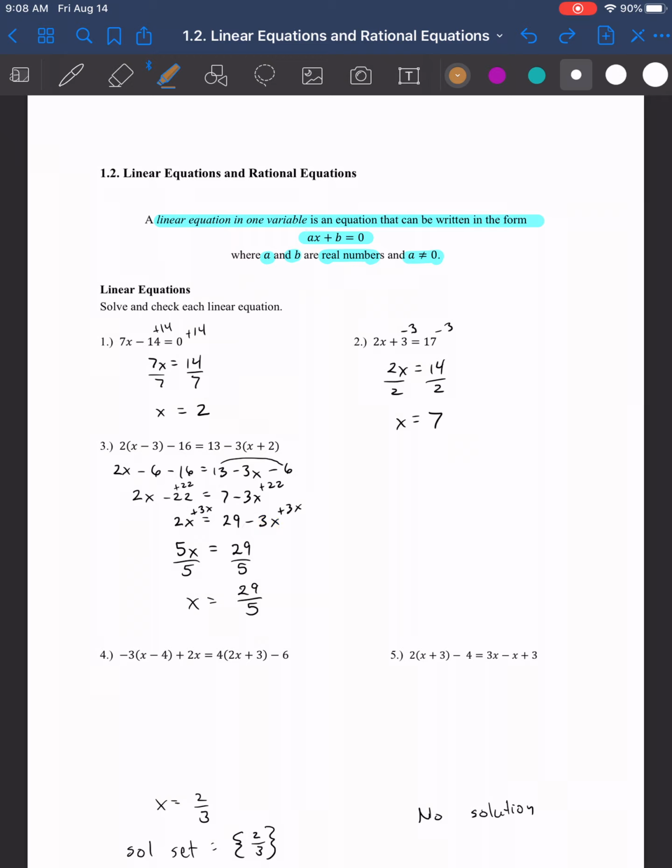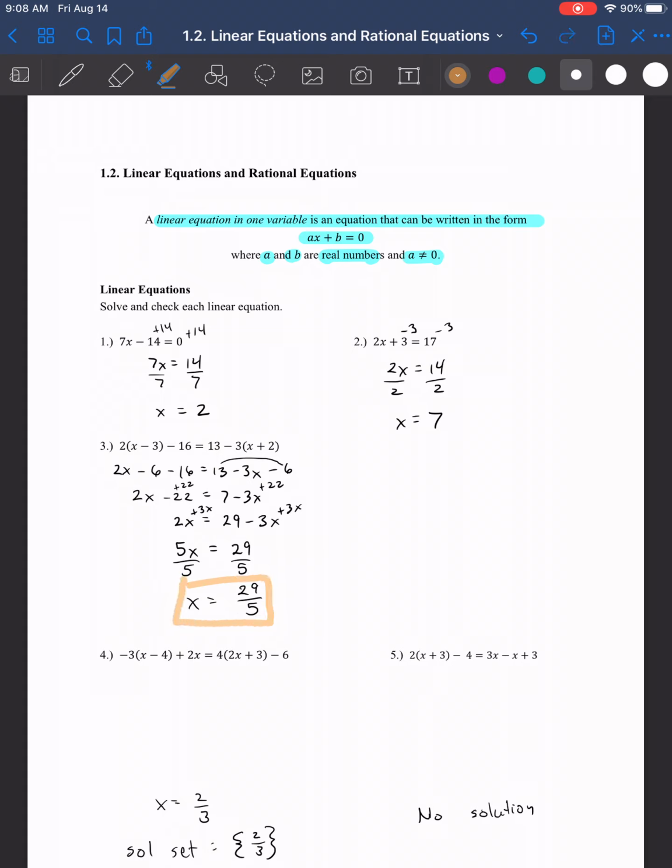I have 5x equals 29, so to get rid of that 5 times, I do the opposite, and I do a divide by 5. And so I divide both sides by 5, and I get then just x on the left-hand side, and I get 29 over 5 on the right-hand side. And then that's my value for what x should equal.